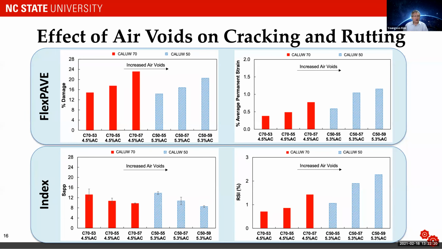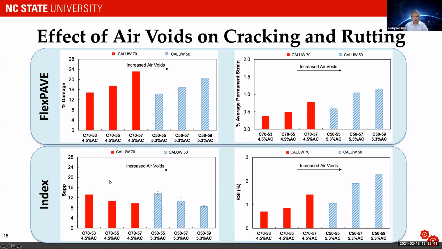First one is the air voids. And what you see at the top is the FlexPave simulation. This is a full-blown FlexPave simulation. On the left-hand side is cracking. On the right-hand side is the rutting. And at the bottom here is the index value. So you see SAP here, and you see RSI.